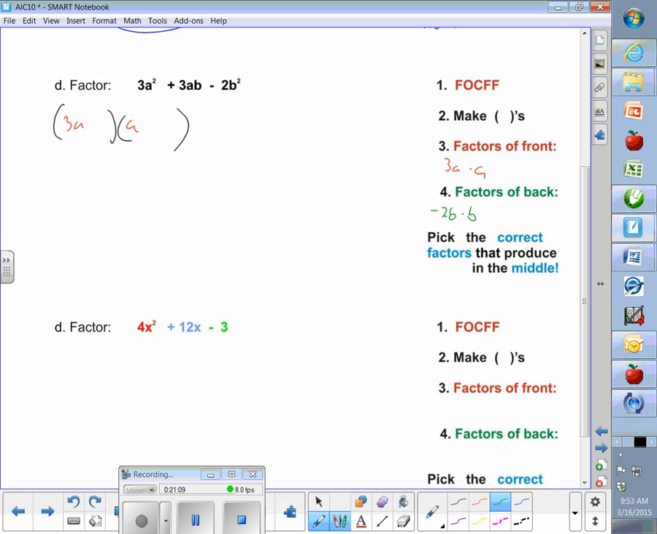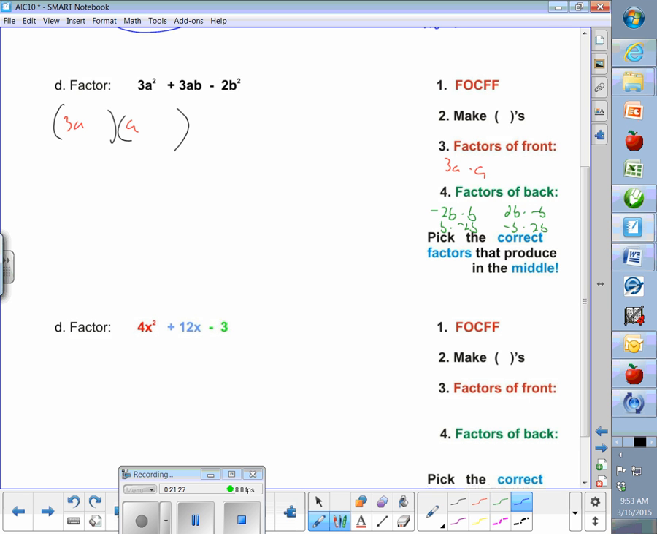Remember, the order matters, so I could have a b times a negative 2b. Or I can have a positive 2b times a negative b. Or switch that order, negative b times a positive 2b. There's only 4 possibilities.